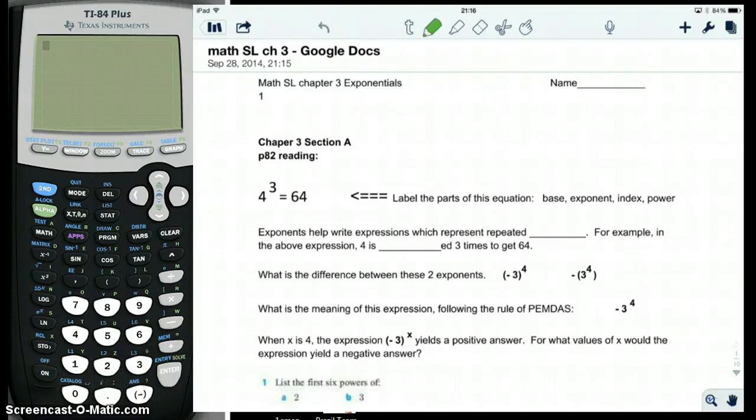Hi, this is the first lecture for Chapter 3. Chapter 3 is about exponential functions. We're starting with Section A on page 82.